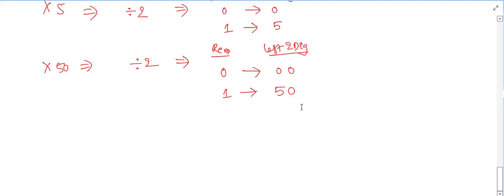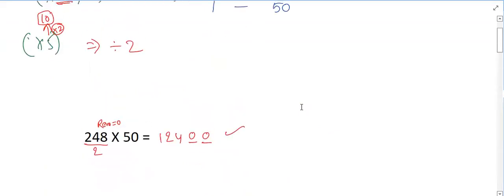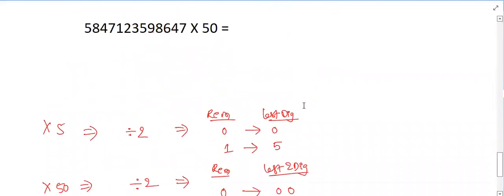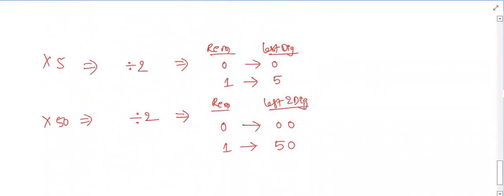Sir, in Vedic math, multiplication by 5. And one more thing we have discussed. I think this is our last class. Multiplication by 5 as well as 50. Multiplication with 50.